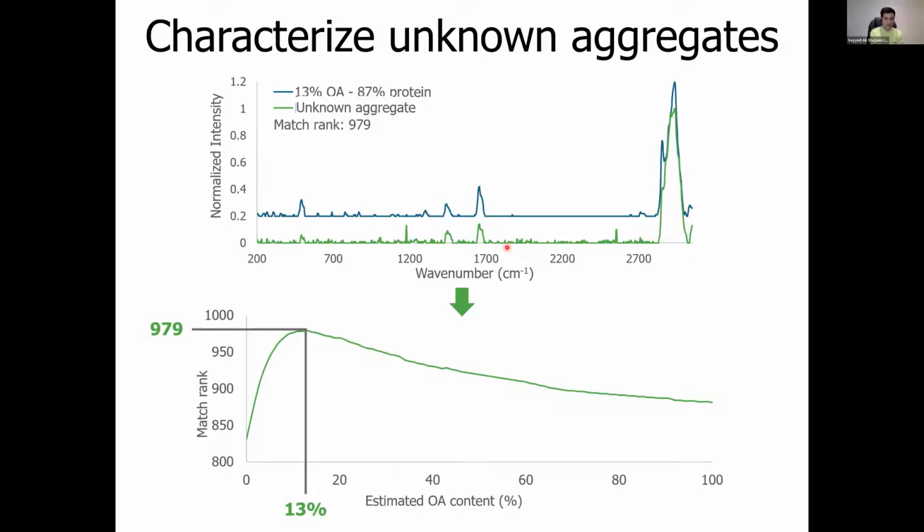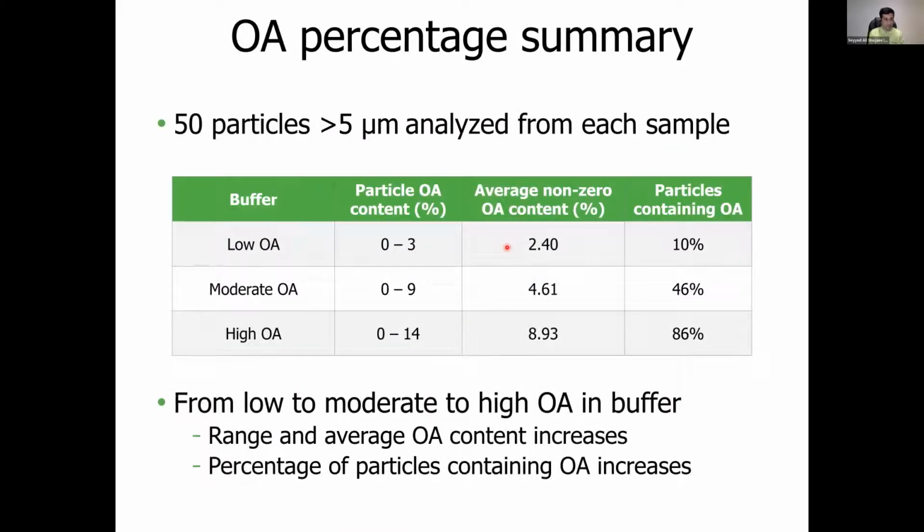We can repeat that for all other particles in our sample as well and use this custom database to essentially get insight into the ratio of the OA protein in protein aggregates. And that is exactly what we did. We studied the buffers and first we counted the number of aggregates that we saw, and after that we selected 50 particles larger than 5 micrometers and analyzed them for the OA protein ratio.